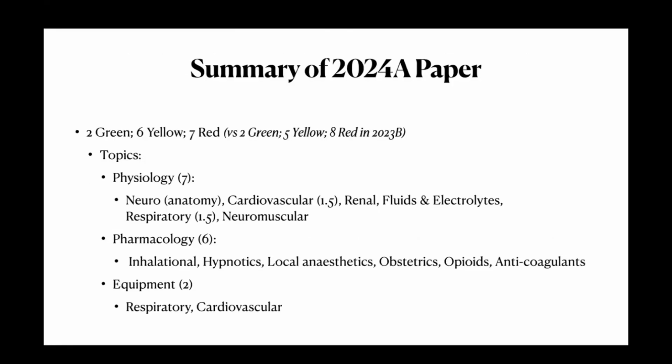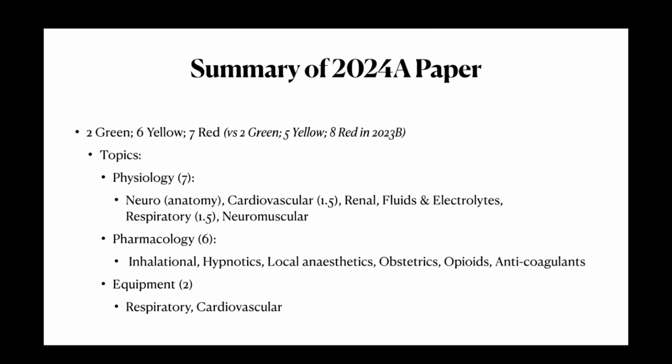So in summary of the 2024A paper, what have we got? We've got 2 green questions, 6 yellow questions, and 7 red questions versus 2 green, 5 yellows, and 8 reds in the last one, which was 2023B.